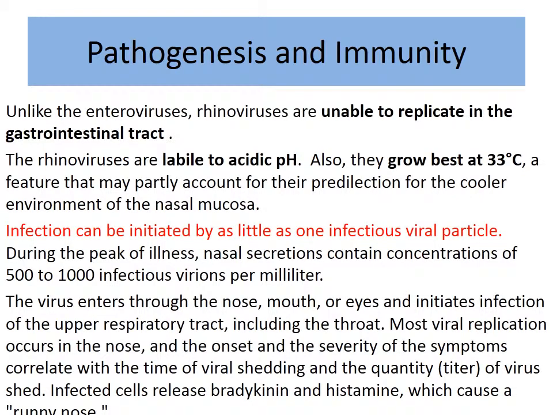For pathogenesis, again, if you compare rhinoviruses with enteroviruses, as the name suggests, enteroviruses can withstand the environment of the gastrointestinal tract, whereas rhinoviruses are labile to acidic pH. So they're going to get killed. So they want to grow at 33 degrees C, more or less the respiratory area. And then again, the important thing for this particular virus is that it's very infectious.